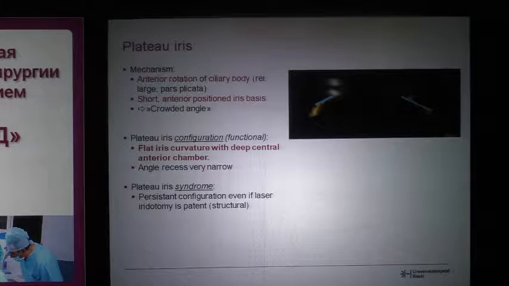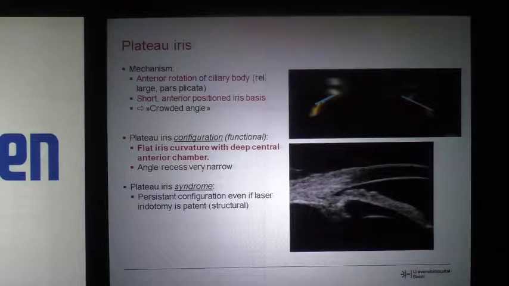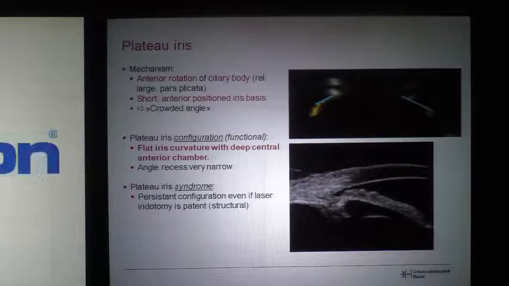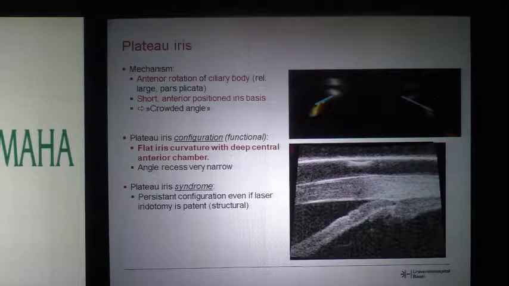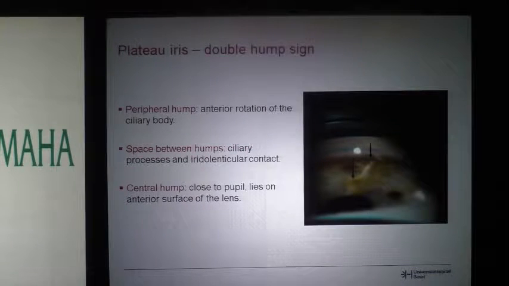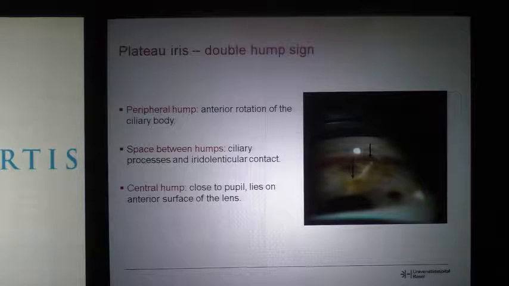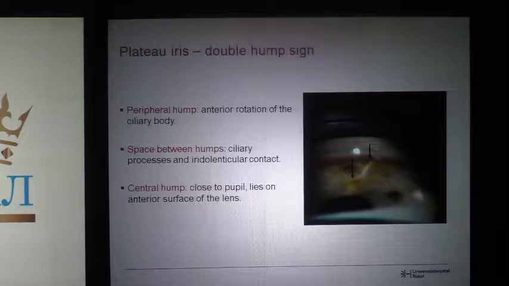As seen here, there is a flat iris curvature with a deep anterior chamber centrally. And the syndrome is when it still stays a closed angle after a patent iridotomy. Difficult to see, but diagnostically useful is the double hump sign. There's a peripheral hump, which refers to the anterior rotation of the ciliary body, then a space in between, and then the central hump close to the pupil, which reflects the anterior surface of the lens.